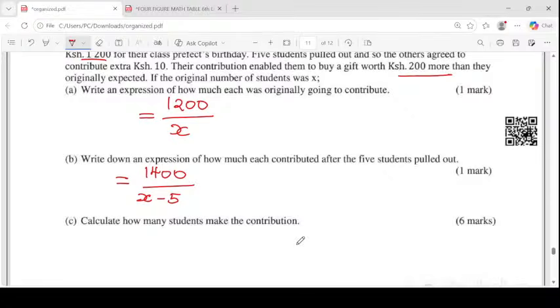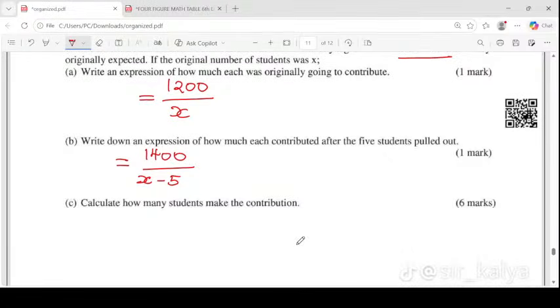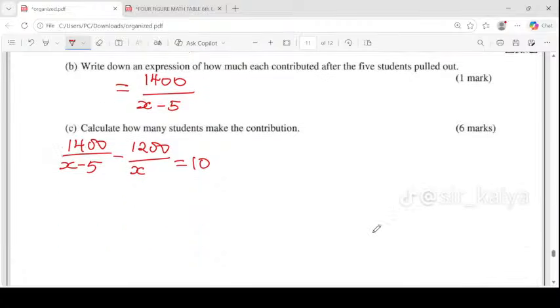But now when I take the new contribution per learner, which is 1,400 over X minus 5, I subtract the previous contribution, which is 1,200 over X. The difference here should be 10 shillings. The difference should exactly be 10 shillings. Then when we are here, we can work it out.